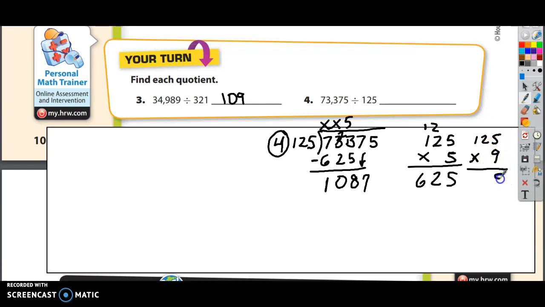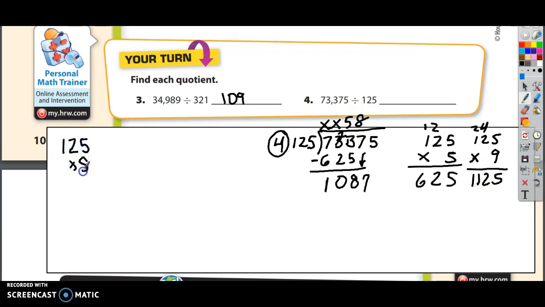9 times 5 is 45. 9 times 2 is 18, plus 2 is 22. 9 times 1 is 9, plus 2 is 11. And 1125 is too high, so it's got to be 8. So I'm going to put an 8 here. And then off to the side over here, I'm going to do 125 times 8.